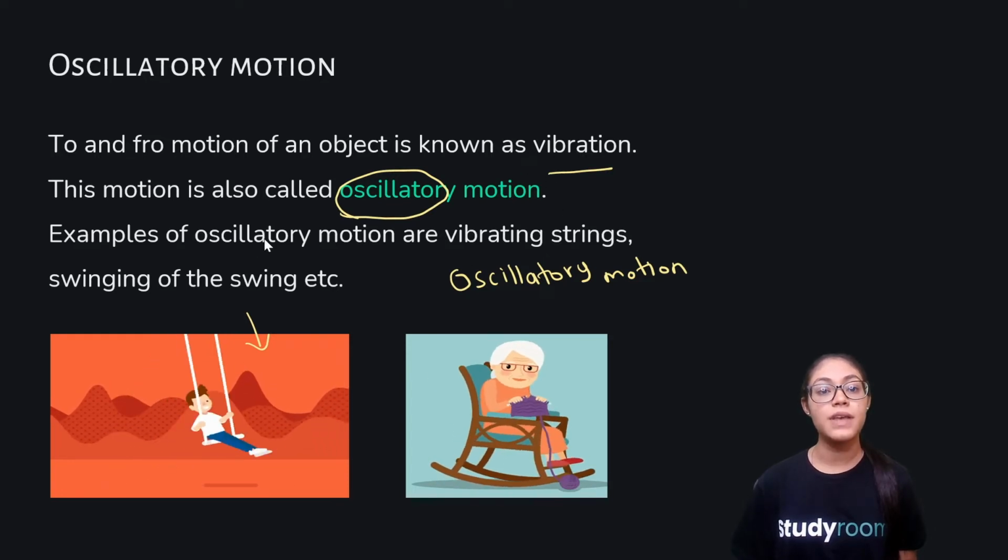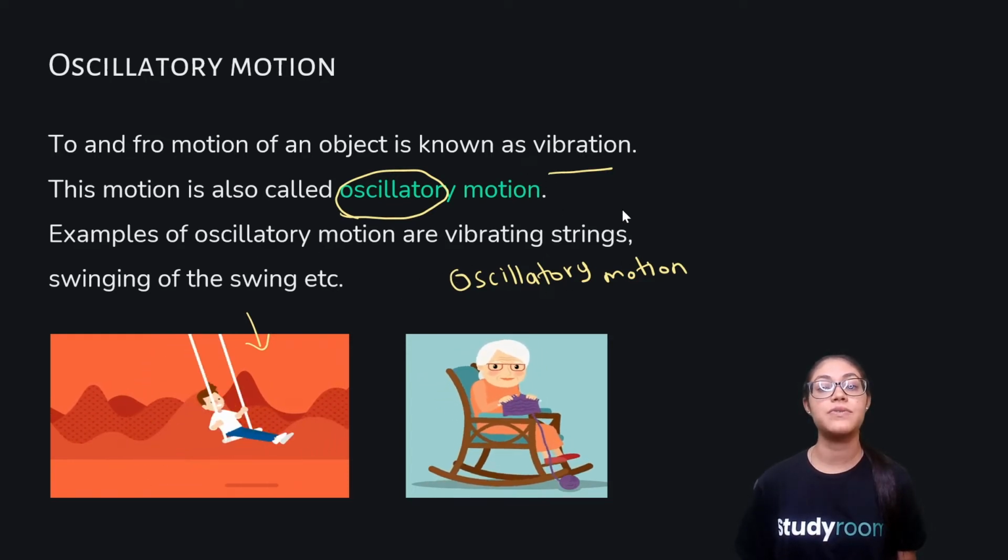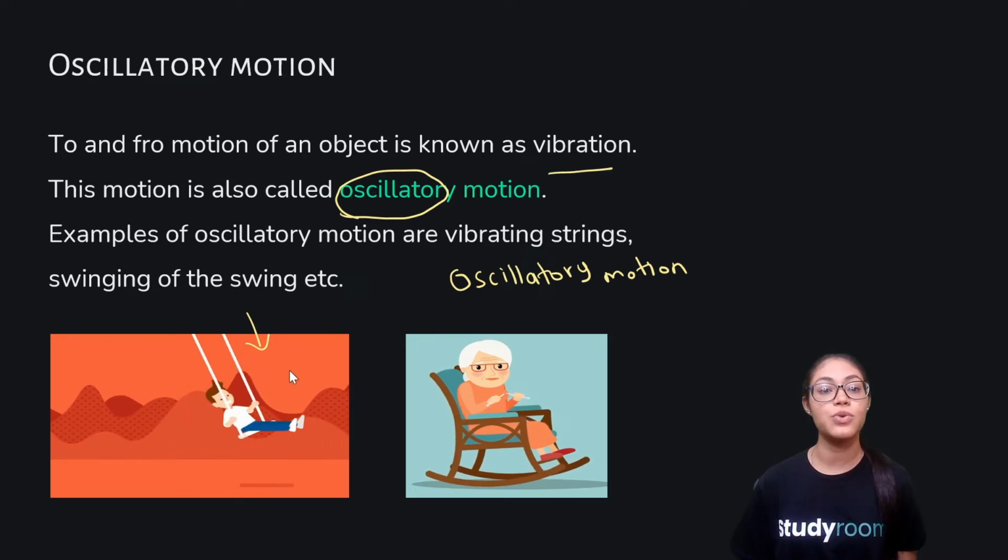Now, there are multiple examples of oscillatory motion, such as vibrating strings, and as we saw in the case of swinging of the swing, right? So, let's move on.